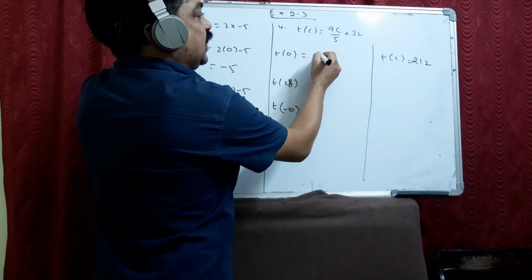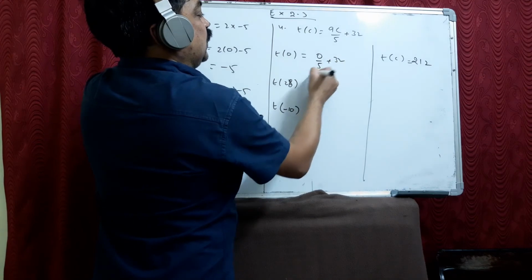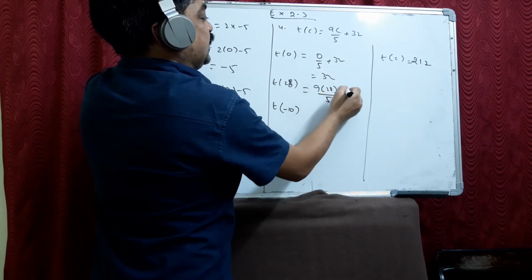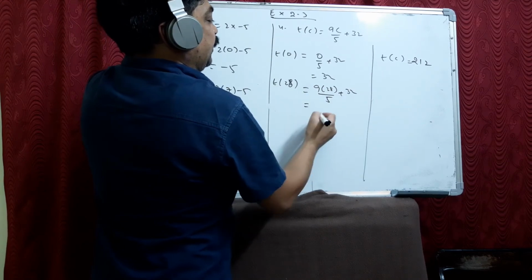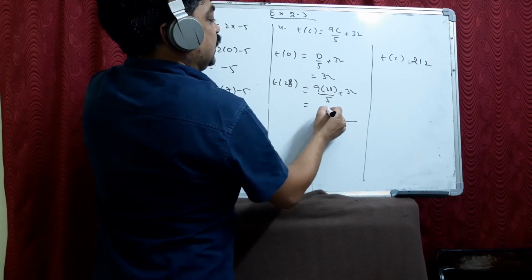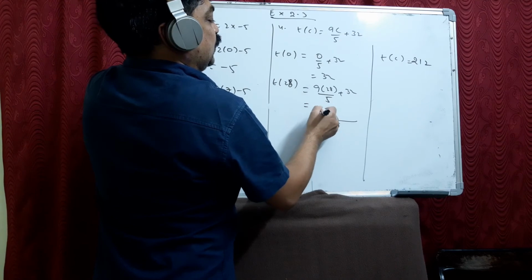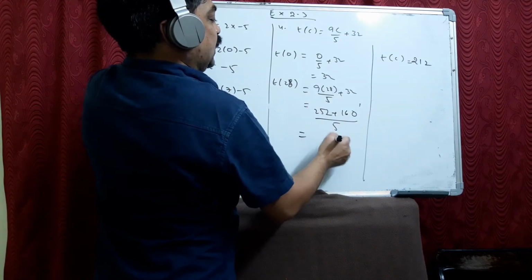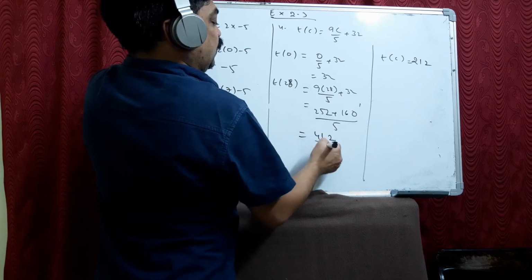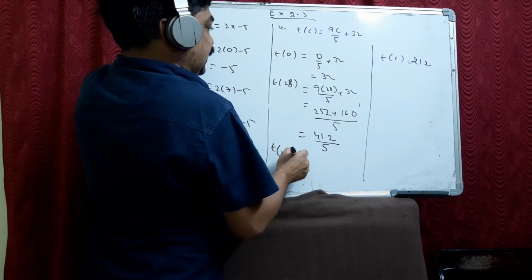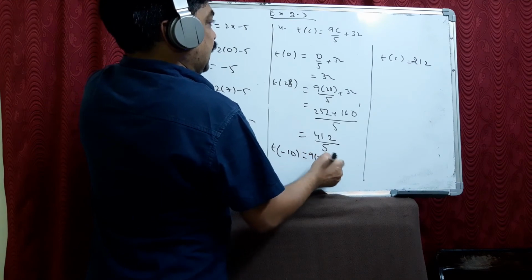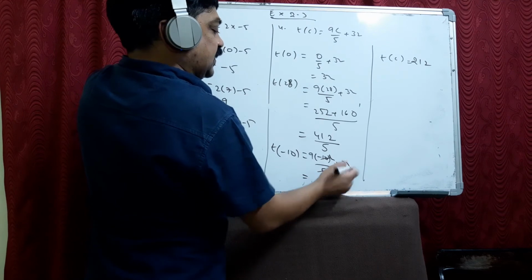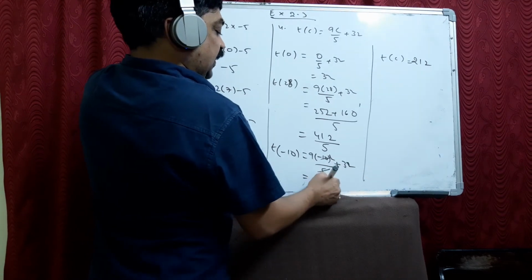Now what is t of 0? Here also same thing. 9 into 0 by 5 plus 32, 32. What is t of 28? 9 into 28 by 5 plus 32. Take LCM here, 5. And it's 252 plus 160. It becomes 412 by 5. And t of minus 10: 9 into minus 10 by 5 plus 32. Just substitute the value. That's it. Minus 18 plus 32, it is 14.